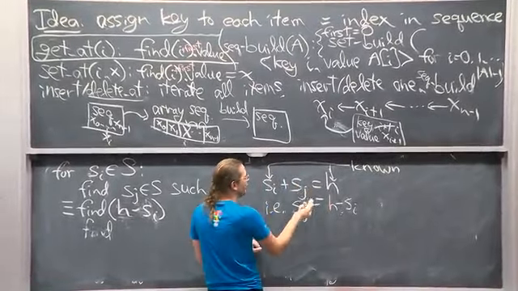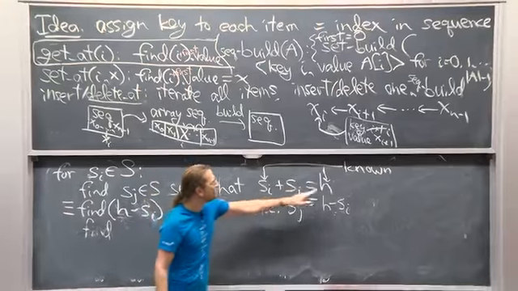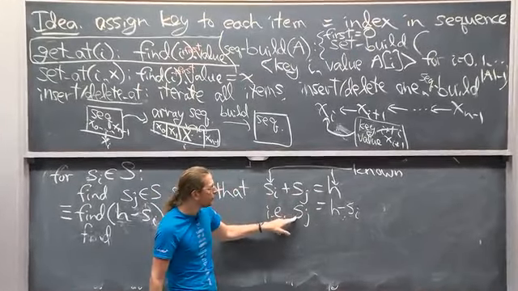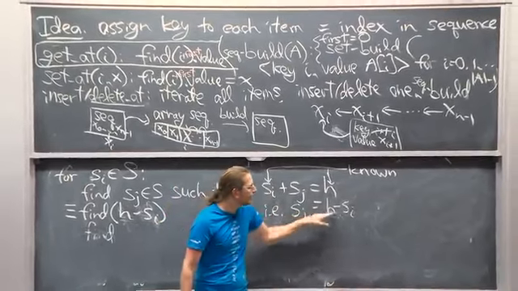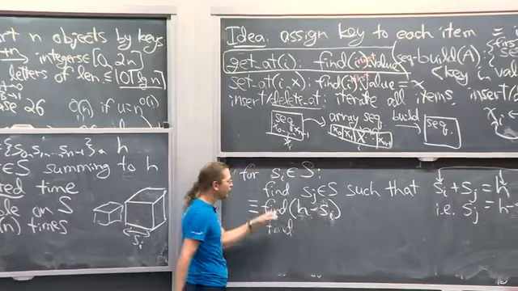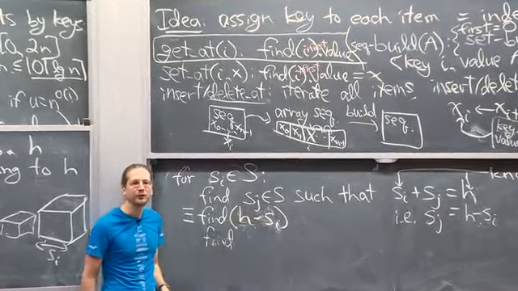And Sj is something we don't know. All that we know is that it's in S. Okay, so we know these two things. So if we bring them over to the same side, we're searching for an unknown thing, which is equal to exactly this thing that we can compute. So we just compute H minus Si. We call find. That will tell us whether there is an Sj equal to this.